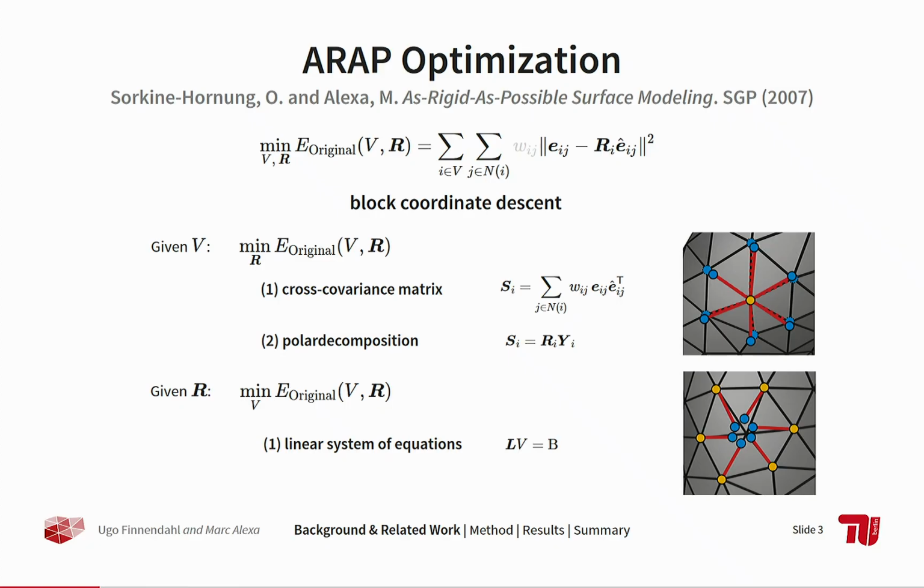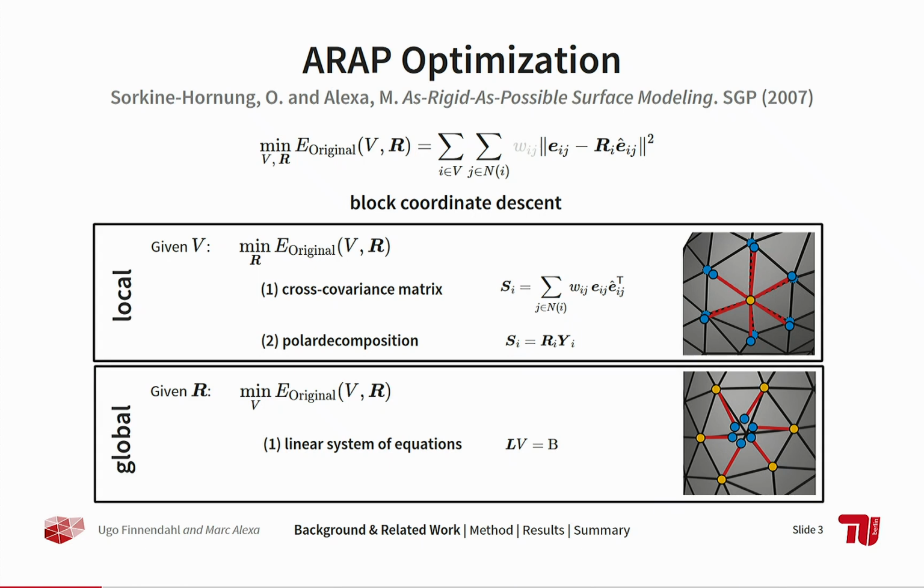The rotations can be found locally, and the vertex positions can be found using a global linear system of equations. This is a local-global optimization scheme, which we repeat until we converge.